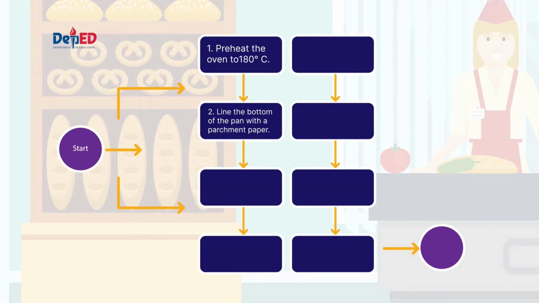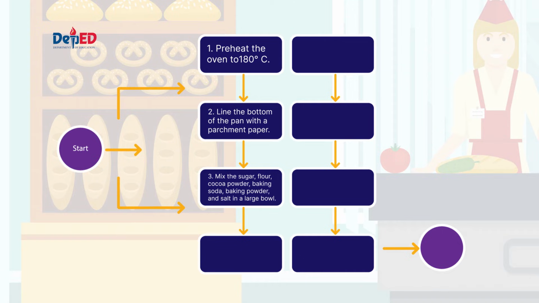Second, we line the bottom of our pan with a parchment paper. This is to prevent the cake from sticking to the pan. Now, for the batter, mix the sugar, flour, cocoa powder, baking soda, baking powder, and salt in a large bowl. In another large bowl, whisk the eggs, water, milk, oil, and vanilla extract together. Add the wet ingredients to the dry ones. Mix until fully combined.